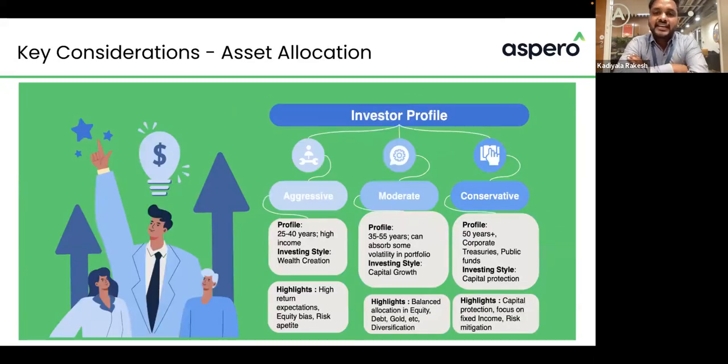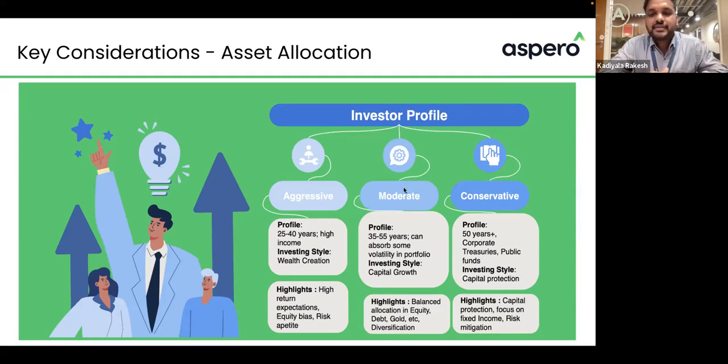And coming to the key considerations, this is the asset allocation. We believe there are three types of investors in the market: the aggressive investor, the moderate investor, and the conservative investor. Aggressive investors typically fall in the age group of 25 to 40 years. They come with a high income, and the investing style is wealth creation. The highlights are high return expectations, equity bias, and risk appetite. They can take risks.